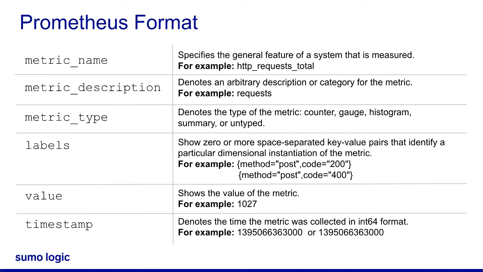The Prometheus format does not support metadata in the format itself. You can attach metadata to Prometheus metrics by specifying it in the HTTP header when you upload the metrics to Sumo. For more information, refer to the documentation page, Upload Metrics to an HTTP source.